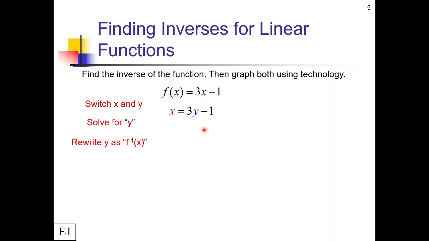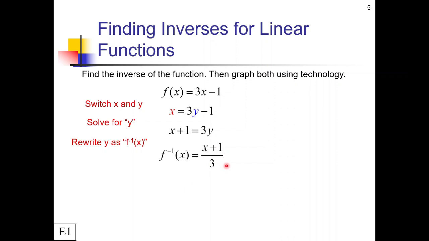All right, so our next step, if we're getting y by itself, is to just add the 1 to the other side, using normal equation solving rules. And then to really get y by itself, we need to divide by 3. So we've got y equals x plus 1 over 3. Only we're going to be fancy and call this f inverse of x equals x plus 1 over 3. All right, so at this point, we are going to graph this out.